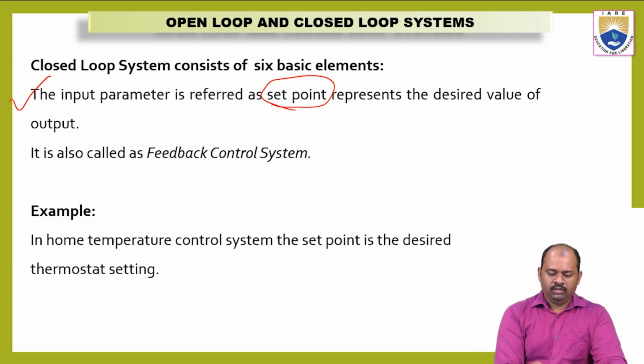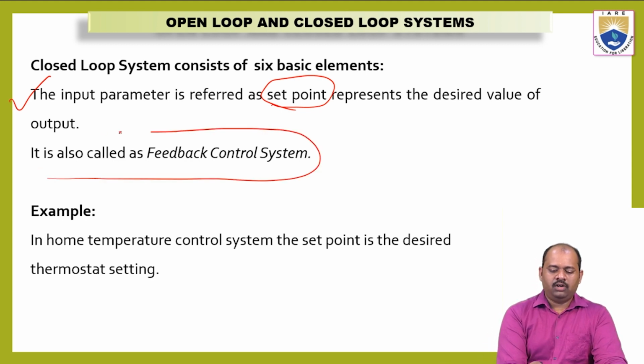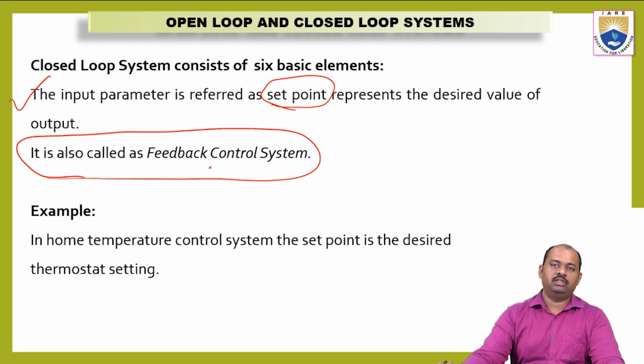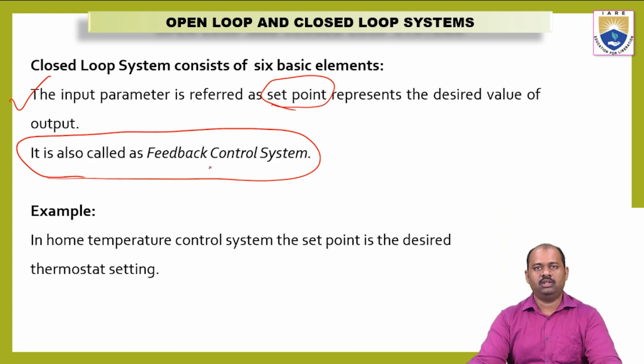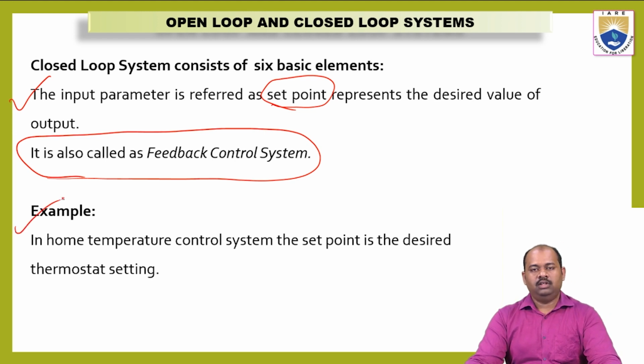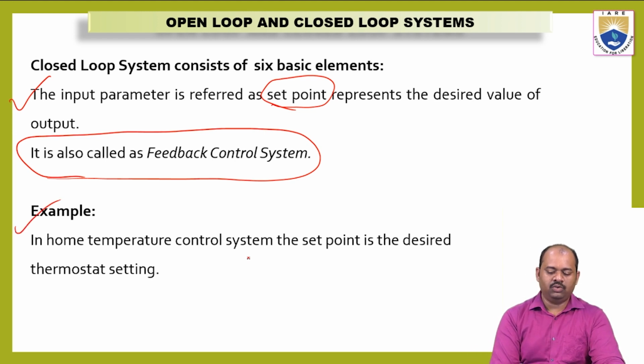Now this process is also called a feedback control system. The second point is the feedback control system. The closed loop system is also called a feedback control system because a feedback sensor or feedback device is used to analyze the output and send that information to the input. Now here we have an example. In homes we have home temperature control systems. Simply we can say this is an AC.